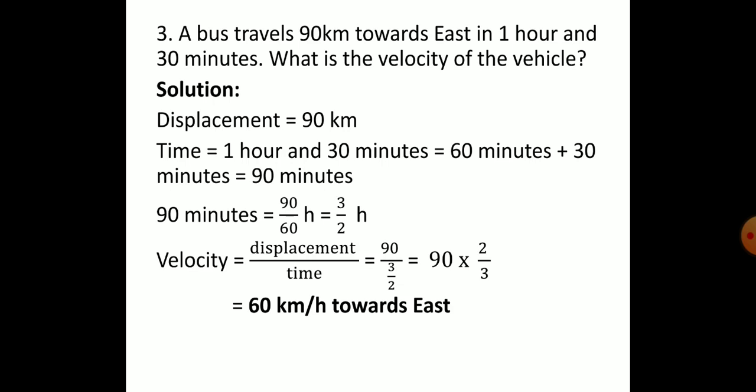Now what are we going to do? Our velocity. What is the formula for velocity? It is displacement by time. That is, the displacement is 90 divided by time, that is 3 by 2. The denominator will become the numerator. This is also a rule in maths. So you have to learn that and we will be applying it here. That is, when you are going to divide fractions, you can multiply the two fractions using the reciprocal.